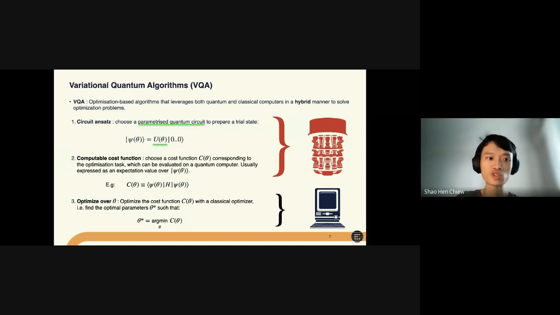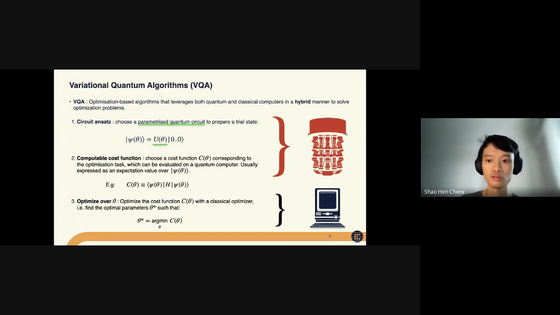So once you have all these ingredients in mind, these three ingredients, what you will do is that you would first have an initial set of parameters theta, which allows you to evaluate the value of the cost function or any other things like the gradient of this cost function. That is done through a quantum computer. The quantum computer outputs a number for you.